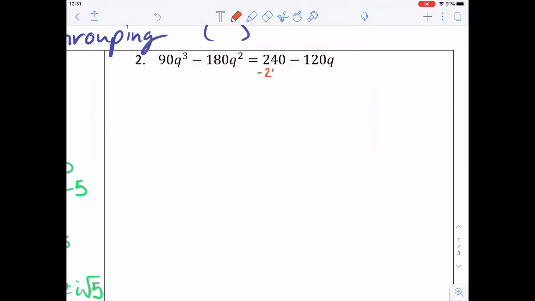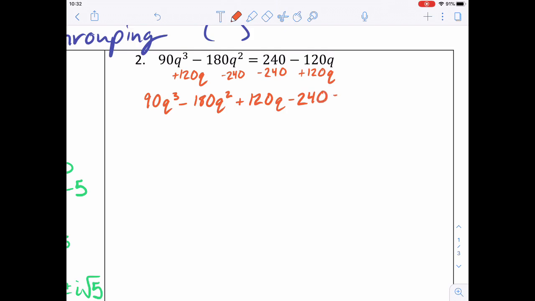So I'm going to subtract 240. There are no like terms on the other side for that. I'm going to add 120q. There are also no like terms for 120q on that side. So that means I just need to write everything in decreasing power order. So we have 90q cubed minus 180q squared plus 120q minus 240 equals 0.